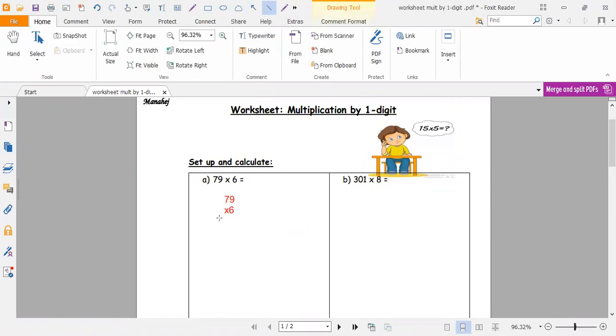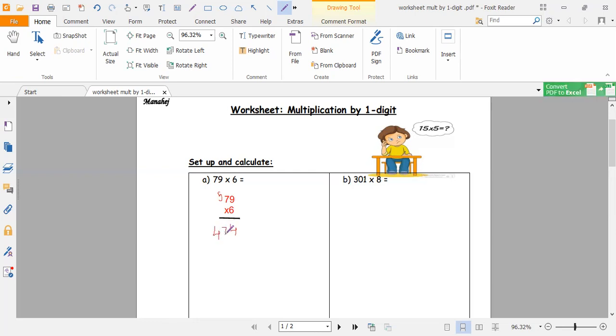And we do multiplication. We start multiplying the 6 by this number. We multiply the 6 by all digits of this number starting from the right. So 6 times 9. 6 times 9 is equal to what? Is equal to 54. So we write 4 and we carry 5. Now 6 times 7, 6 times 7 is equal to 42 plus 5, 47.